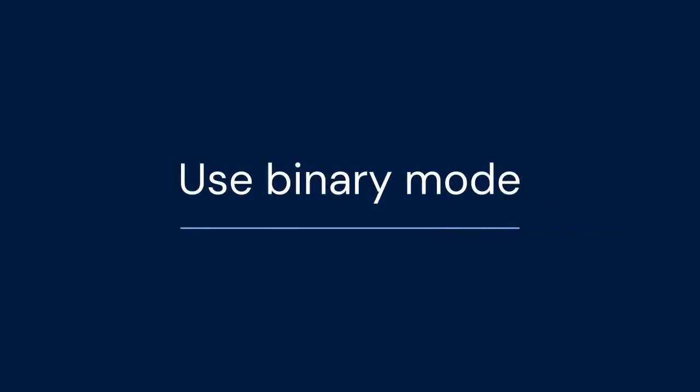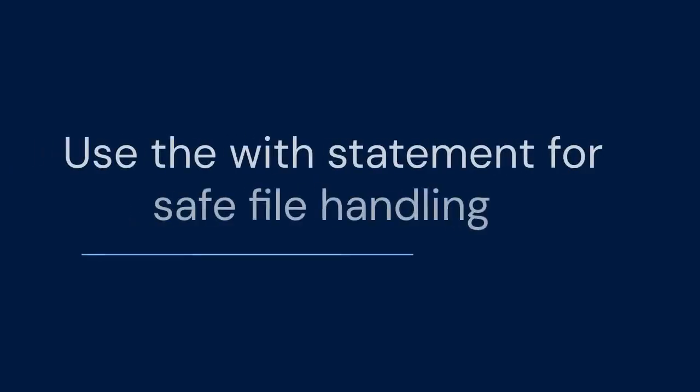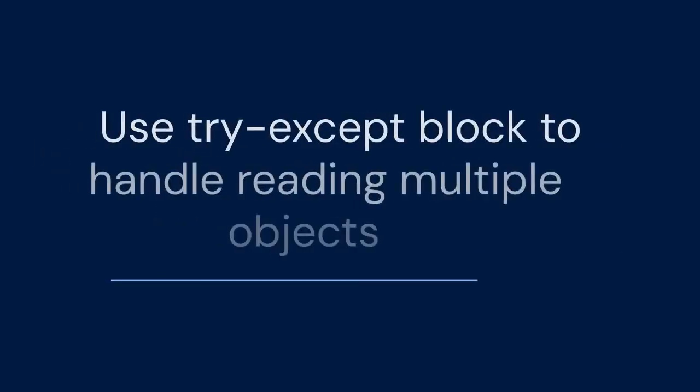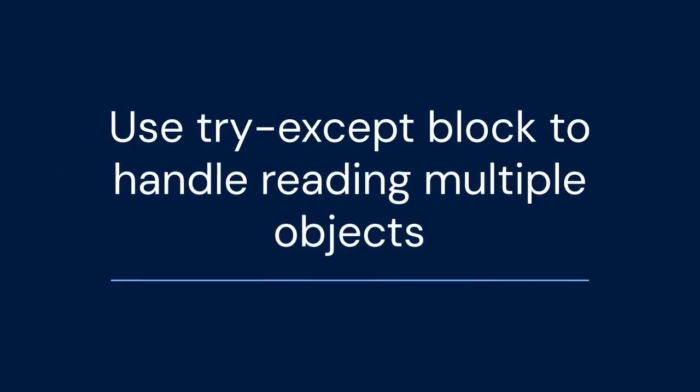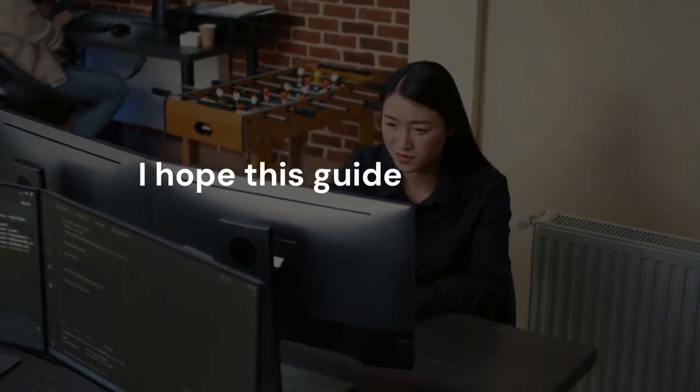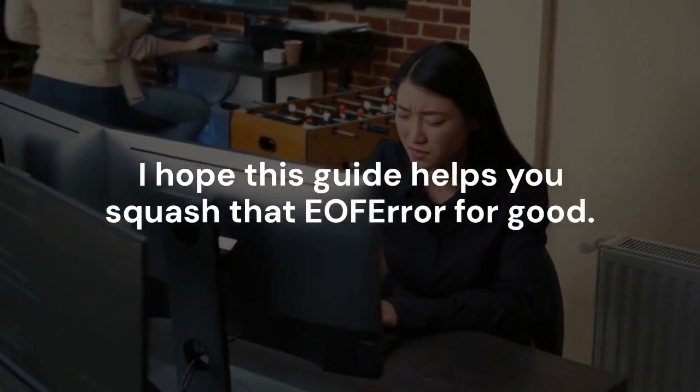So, to recap, always check if your file is empty, double check that you are using binary mode rb, use the with statement for safe file handling, and use a try except block to handle reading multiple objects. I hope this guide helps you squash that EOFError for good.